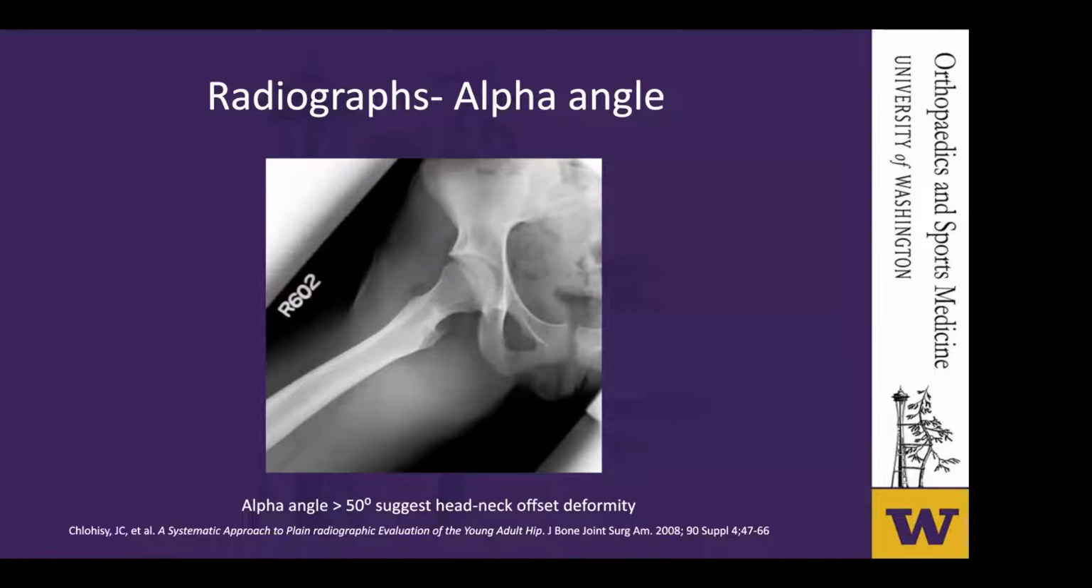A circle is drawn congruent with the femoral head. An angle is measured between the line parallel with the head-neck axis and where the bone is first visible anteriorly outside of our sphere. An alpha angle over 50 is suggestive of a head-neck offset issue and a potential source of impingement.